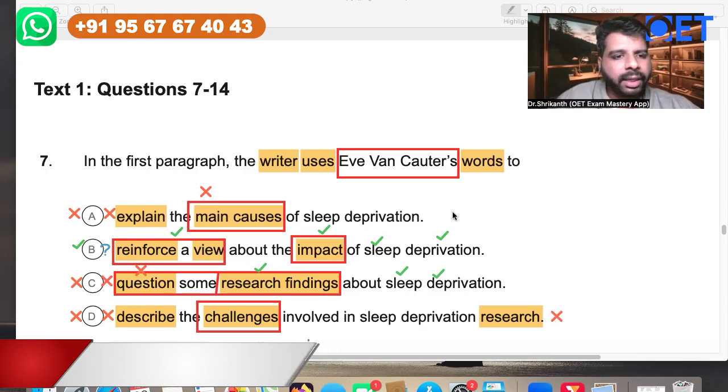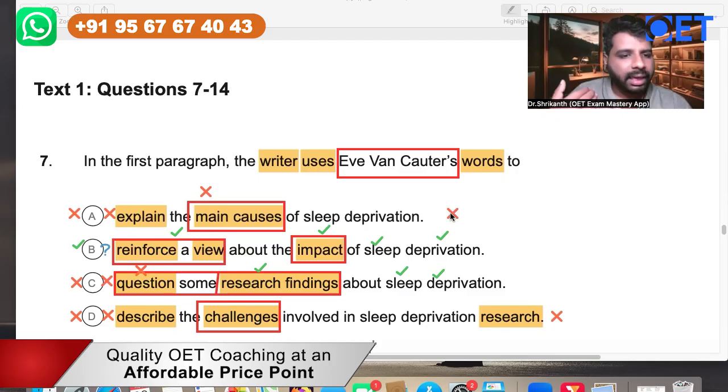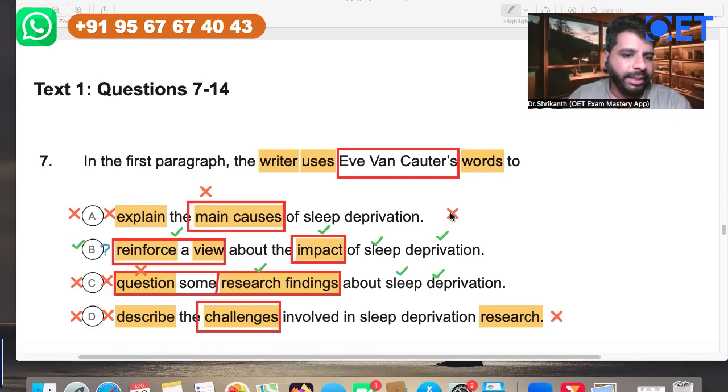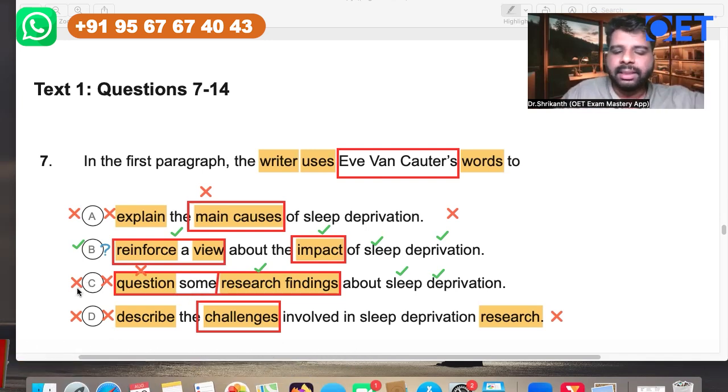And explaining the main causes. So A and D are, in my opinion, slightly easy to eliminate, because the keywords main causes and challenges are not mentioned. But you can become confused between C and B. Because in option C, three-quarters is mentioned: research findings about sleep deprivation. But one tiny word, questioning, is not mentioned. He is actually agreeing to it. So for that reason, C is eliminated.